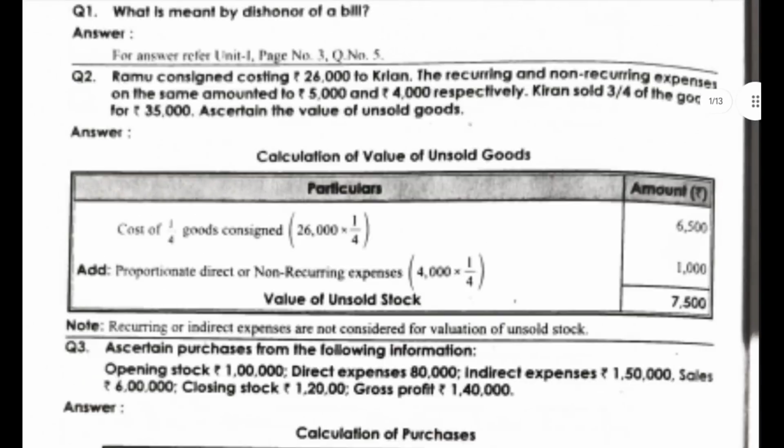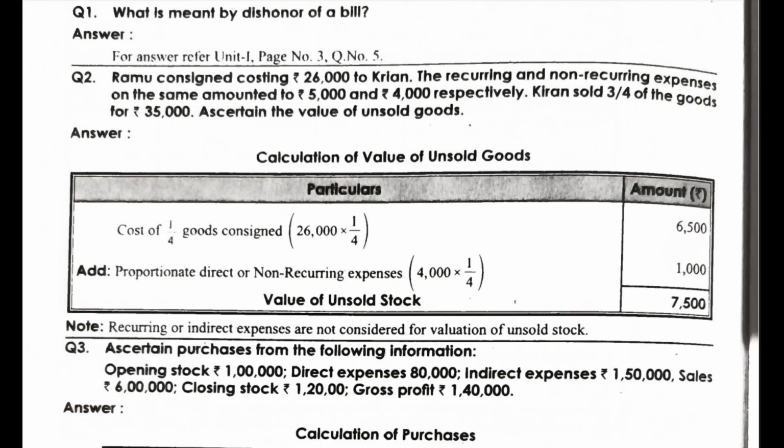So here from consignment it has been given, Ramu consigned goods costing rupees 62,000 to Kiran.